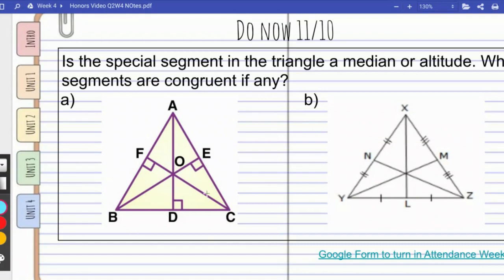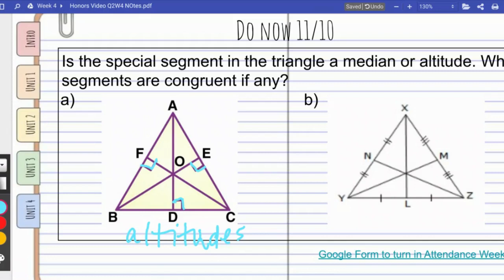But what I do notice is CF, BE, and AD all meet the opposite side at a 90-degree angle, which is a clear indication that these three segments are called altitudes. With altitudes, there's not anything that's congruent, no pieces that are congruent. That would be like your perpendicular bisectors or angle bisectors, but not here.